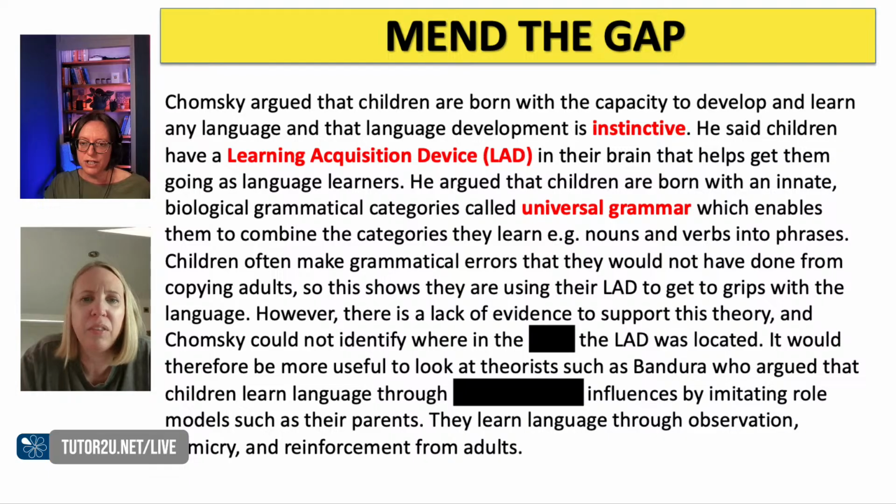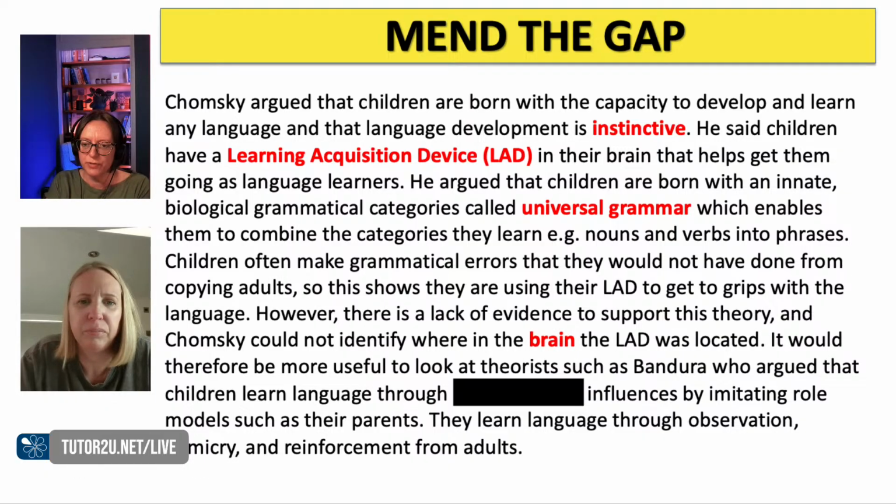So it goes on to say children often make grammatical errors that they would not have done from copying adults. So this shows they are using their LAD to get to grips with language. However, there's a lack of evidence to support this theory, and Chomsky could not identify where in the blank the LAD was located. So where did he think it was but couldn't tell us exactly where? Yes, well done, Poppy and Escher. The brain. Really good.